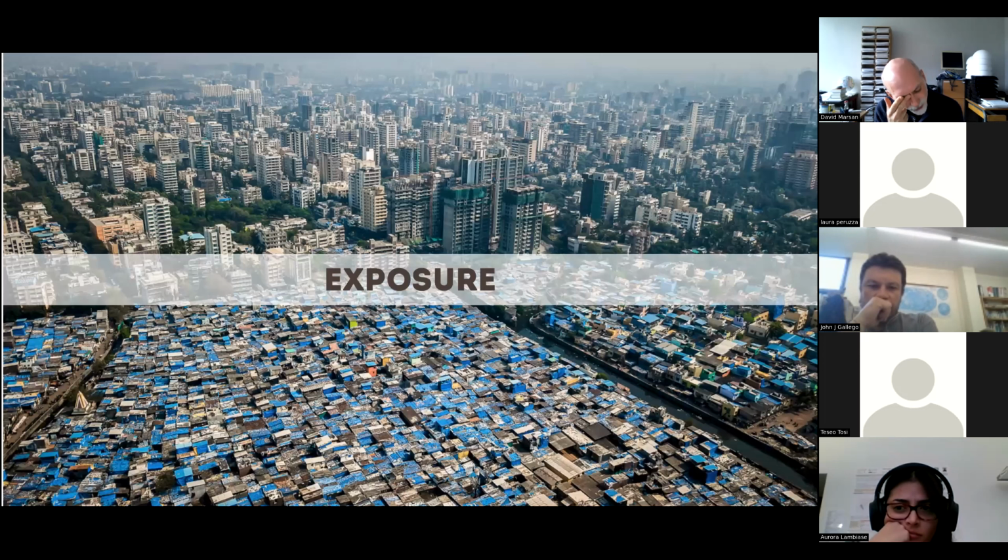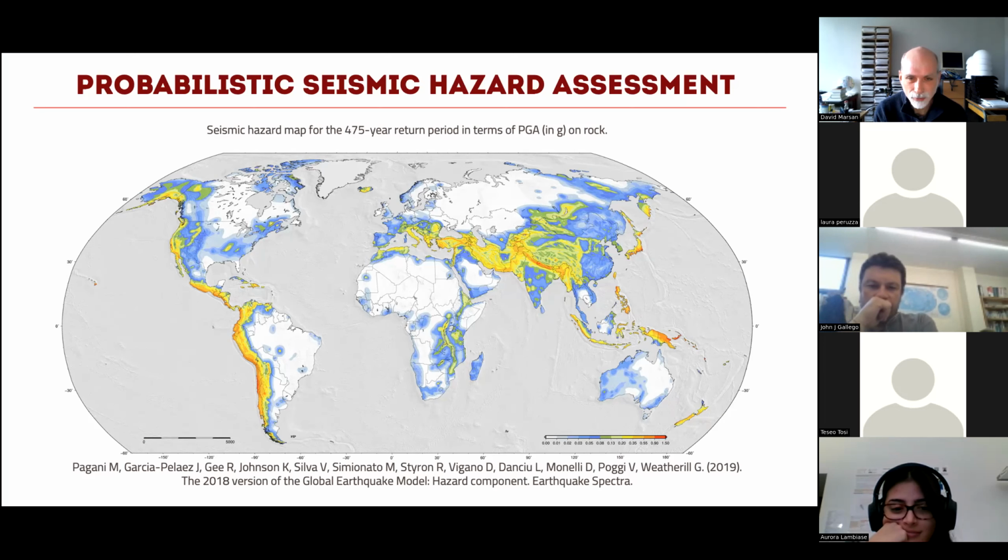Exposure. Oh, sorry, Vitor, just a quick question on your map. I mean, there's no probability there anymore. So what is that? Is that the maximum acceleration that you can get over this time period? Is that right? There is still a probability. Okay. Yeah, this is for the 475-year return period, which means that this is the ground shaking that is expected to be exceeded with a probability of 10% in 50 years.